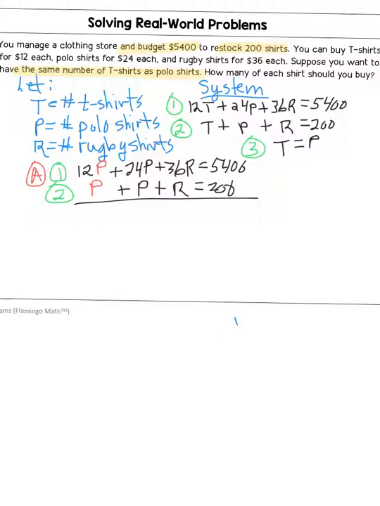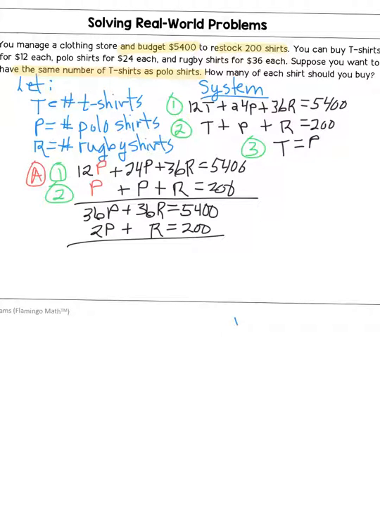All right, so hopefully I will have fixed the awful volume because the microphone's been messed up a little bit. Okay, so I've got 12P and 24P. That's going to give me 36P plus 36R is equal to 5,400. Then for the second equation, P plus P is 2P plus R is equal to 200.